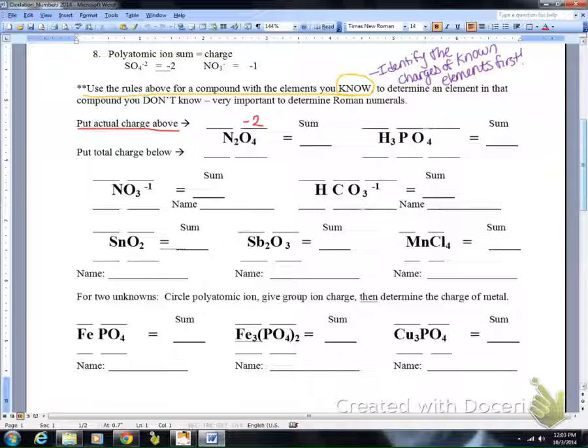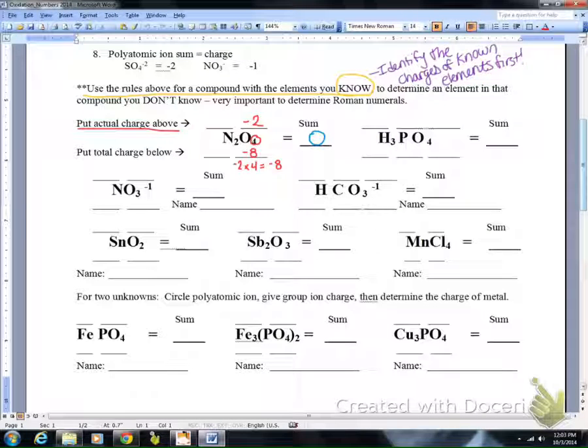Then I'm going to identify how many oxygens I have. I have 4 oxygens; that's what that subscript is telling me. So my total charge on oxygen is -2 times 4, which equals -8. My actual charge is -2, but my total charge is -8 because I have 4 oxygen atoms. Then I know that the sum of my compound is 0 because there's no charge right here. For example, there's a charge on another compound, and we'll get to that in a second, but it's a frame of reference for when I'm talking about no charge.